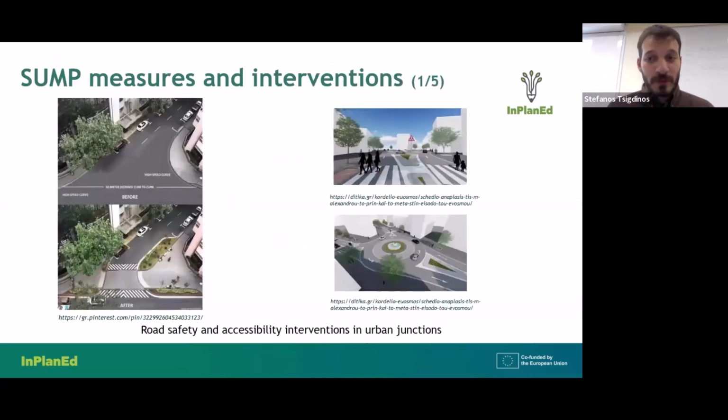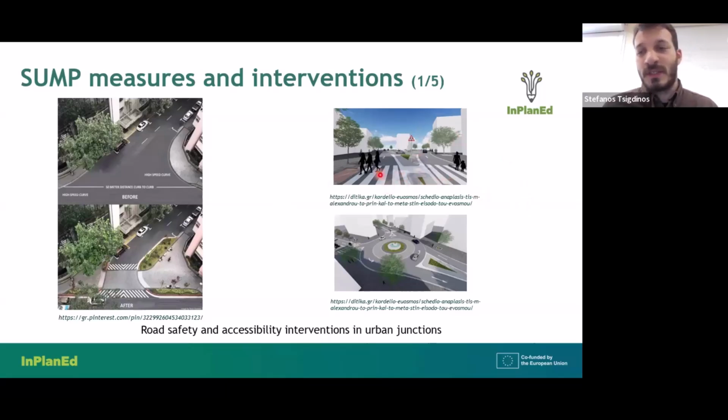So we're going to see some pictures again. Pictures have the keys for some of these themes. We have the measures of road safety and accessibility innovations. Here you can see before and after on your left. Here is the pointer. We see that a junction like that really transformed into a very sustainable, more human-oriented urban landscape.